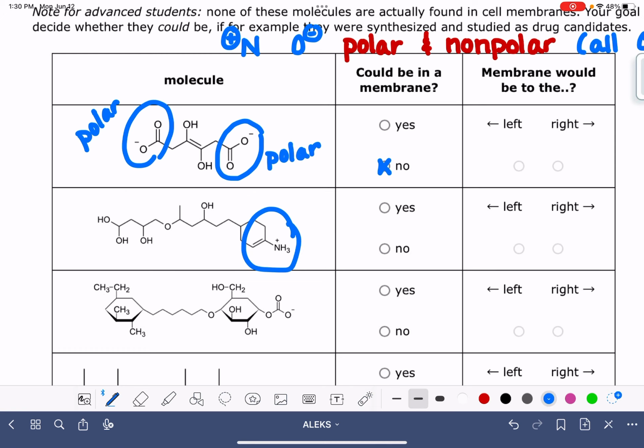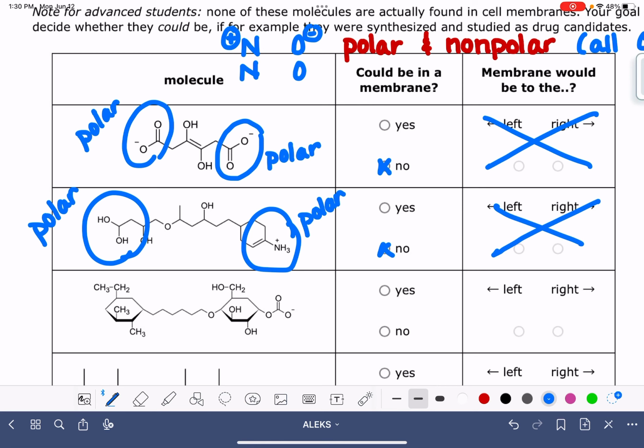We've got over here, that's definitely a polar end of the molecule. This portion, even though the oxygens are not charged, it still is going to count. So those oxygens and nitrogens don't have charges, it's still going to count as polar. So this one also can't be in the membrane. And if it can't be in a membrane, you're not answering this question over here.